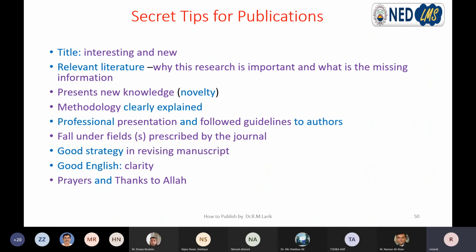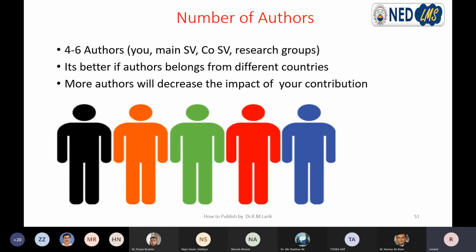These are some secret tips for publication. The title must be new, interesting, relevant. Relevancy is very important. Novelty, and methodology should be explained clearly. Professional presentation, followed guidelines, and falling under the fields of the journal. A good strategy in revising the manuscript, and clarity, prayers and thanks to Allah, right? So these are the secret tips for publications.